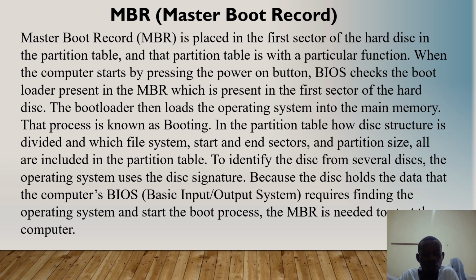Now, after looking at BIOS, remember in the legacy boot process, we talked of BIOS, we talked of MBR, which is master boot record. Now let's get to know something about master boot record. Master boot record, which is also known as MBR, is placed in the first sector of the hard disk in the partition table, and that partition table is with a particular function.